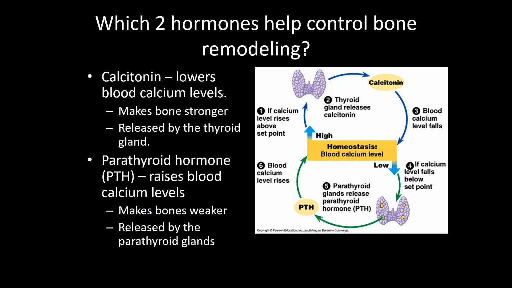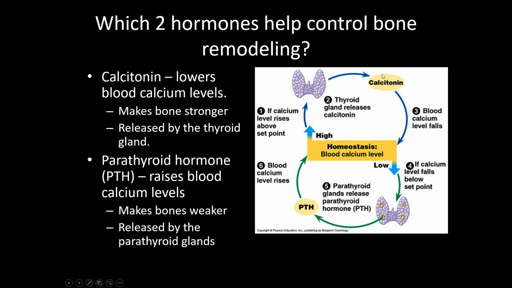Which two hormones specifically control bone remodeling, and what does each one do? These two hormones play a role in bone remodeling, don't get me wrong, but their primary function is not about bone strength, it's about your blood calcium levels. You need calcium for your nervous system to function, and you need it for your muscles to contract, and you need it for your blood to clot. You need it for so many very, very important things that your body looks at your bones as more of a calcium storage area.